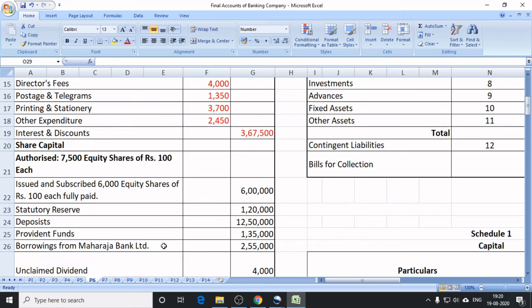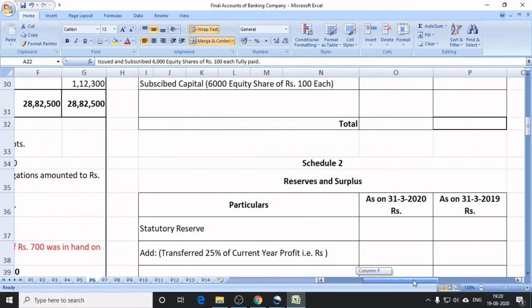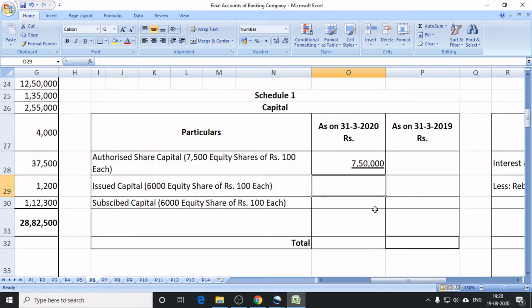Now issued and subscribed share capital is 6,000 equity shares, and the value is 100 each, and it means issued, subscribed and paid up capital is 6 lakh. So issued, subscribed and paid up capital is rupees 6 lakh.